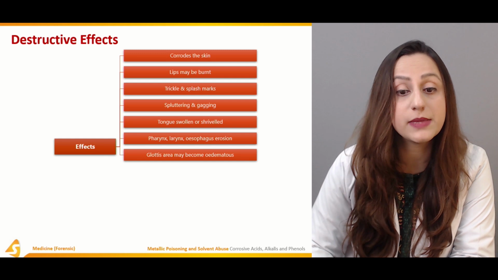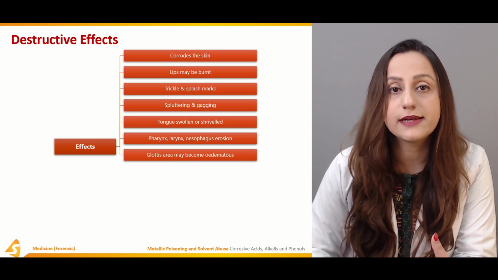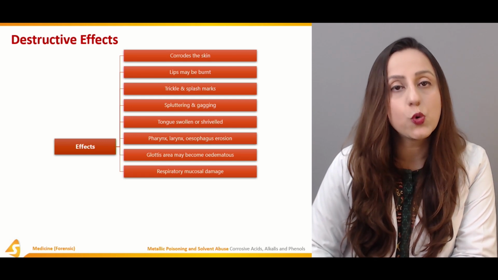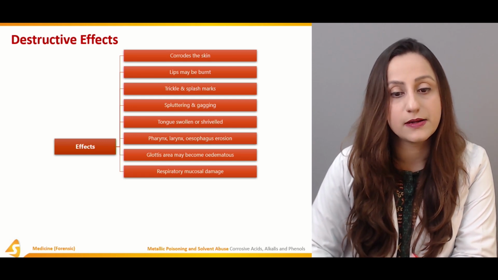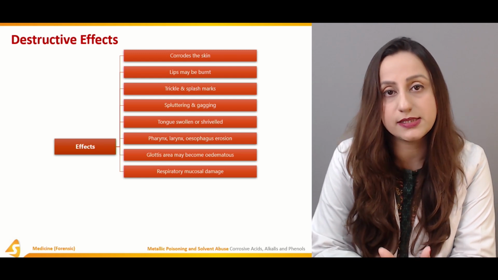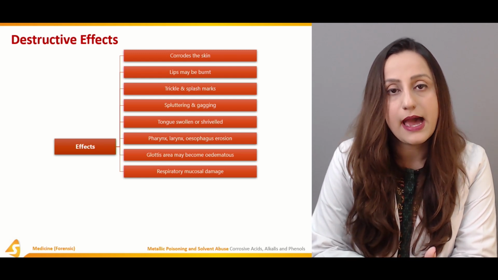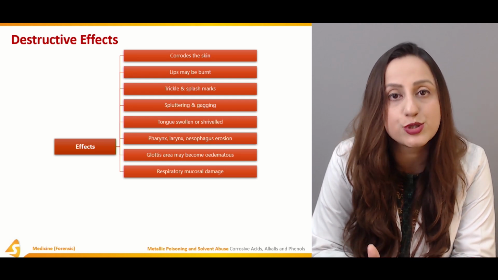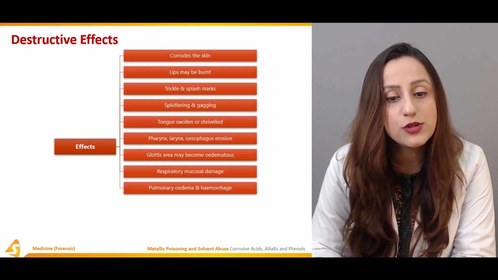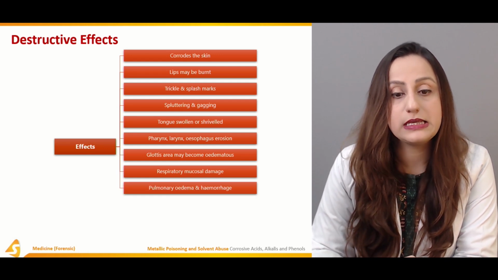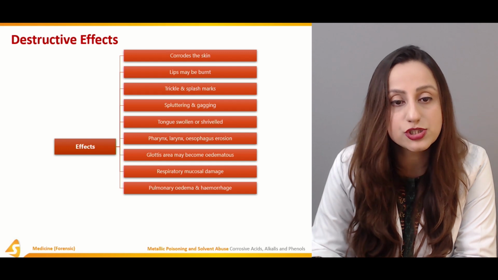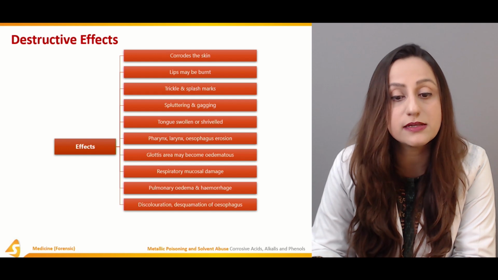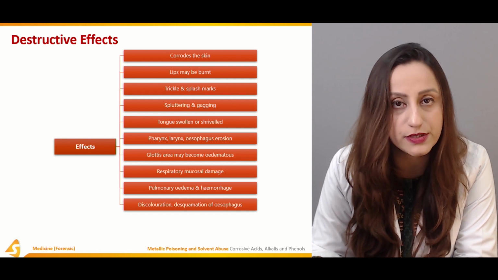The glottis area may become quite edematous after that corrosive and inflammatory reaction. Respiratory mucosal damage is one of the kinds, and that will also result in the asphyxiation of the person. Once the person is in respiratory distress, it's basically a medical emergency. Pulmonary edema and hemorrhage are complications after these corrosives are thrown on some person, along with discoloration and desquamation of the esophagus.